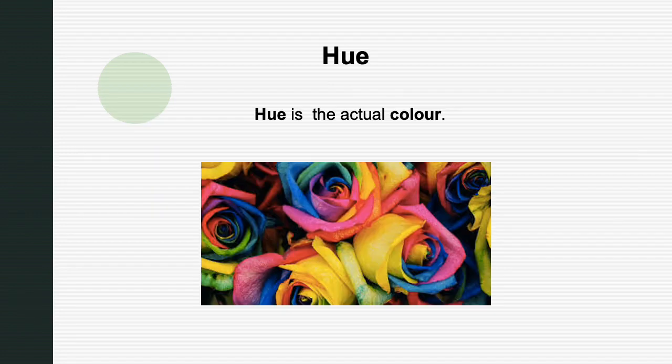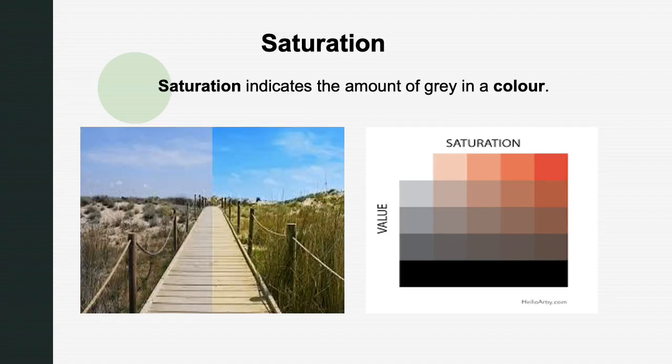Hue is the actual color's name. Red, yellow, blue, these are the hues. Saturation indicates the amount of grey in a color. On the left side you can see the difference between tints, tones, and shades.